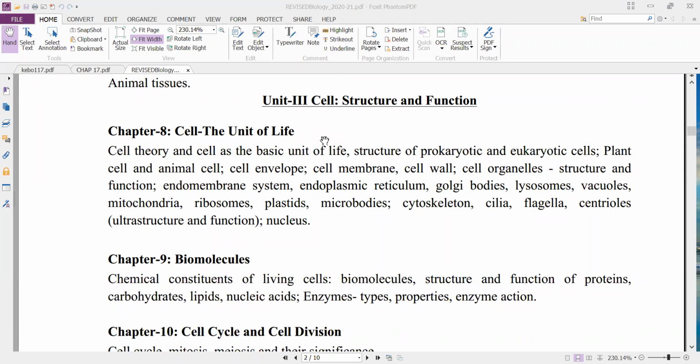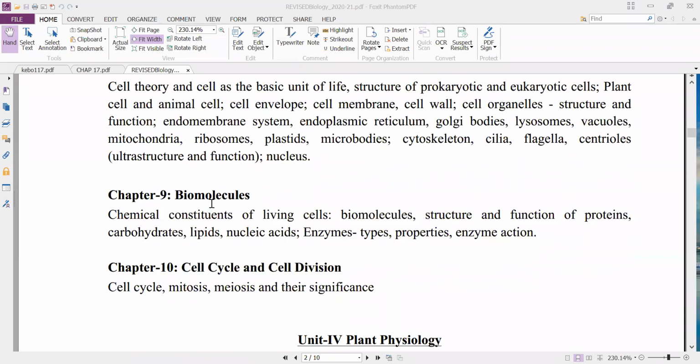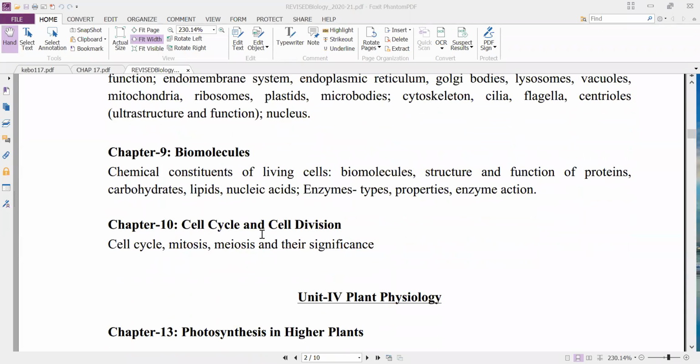Okay, unit 3 complete syllabus is there. There are 3 chapters in the unit 3. All the 3 chapters are there in the syllabus. Chapter 8, cell, the unit of life. Chapter 9, biomolecules. Chapter 10, cell cycle and cell division. Complete chapters. There is no change in this syllabus.